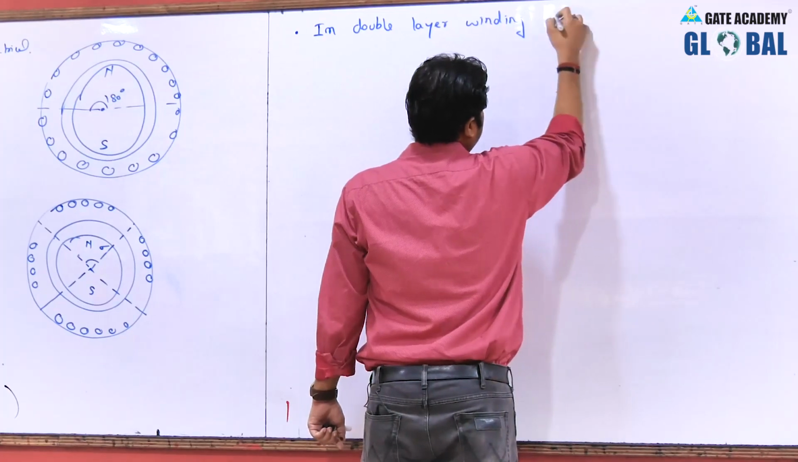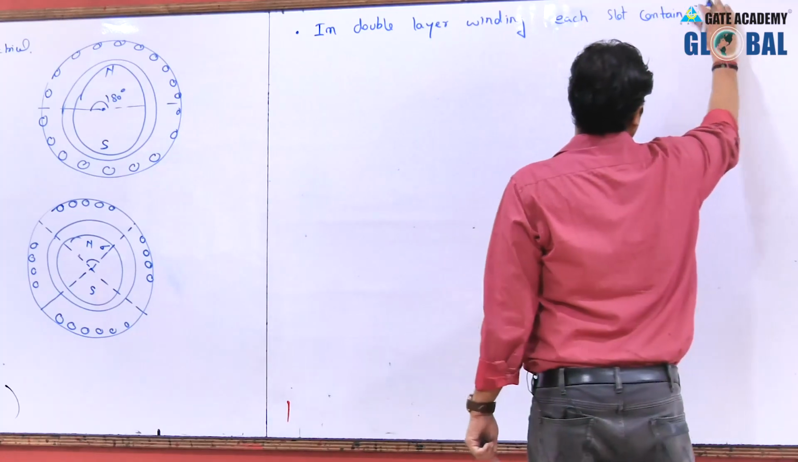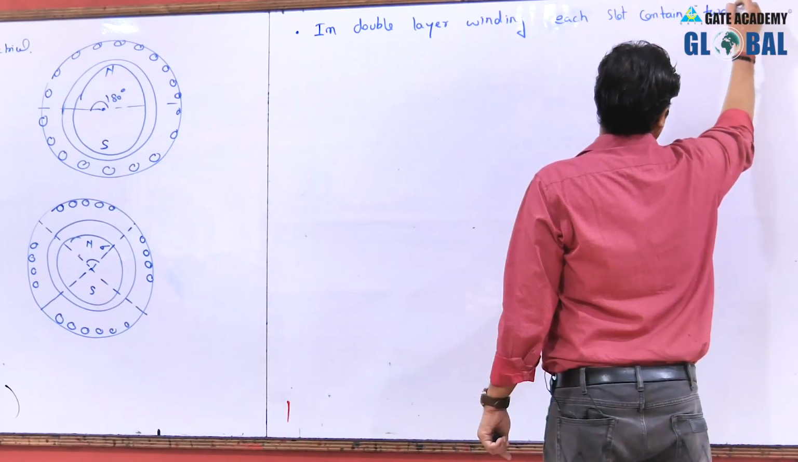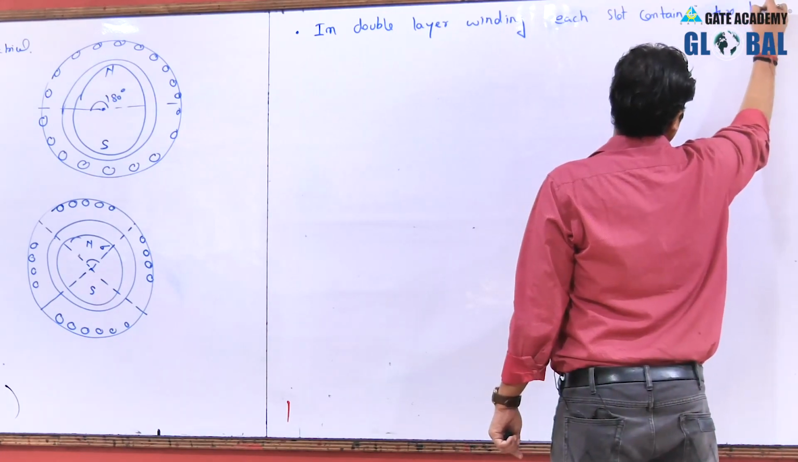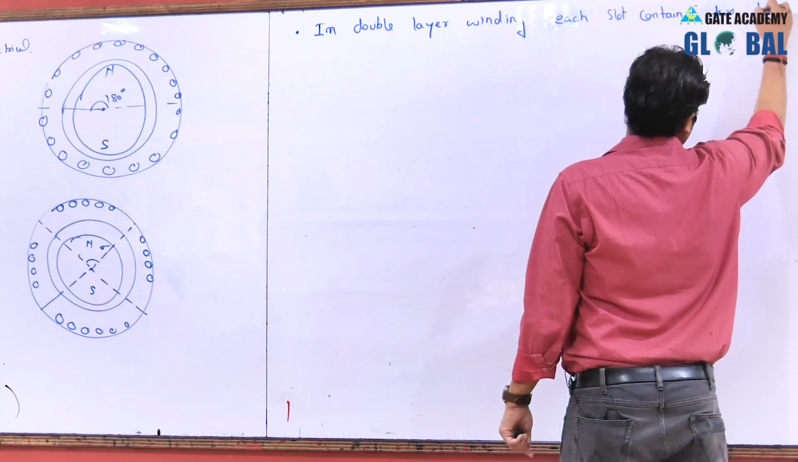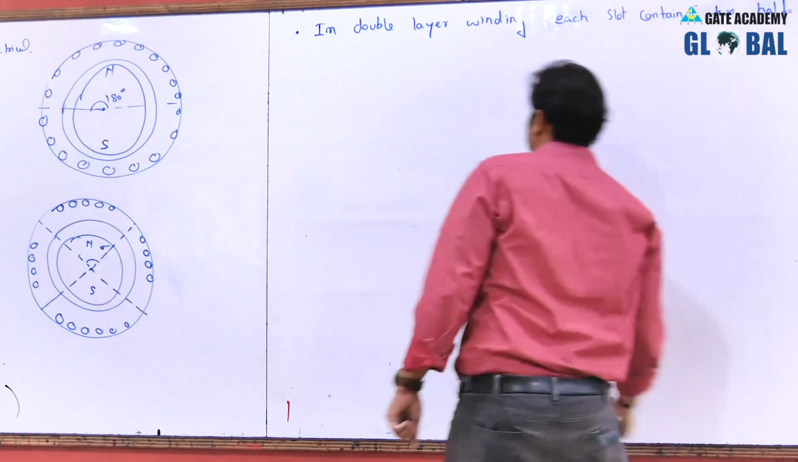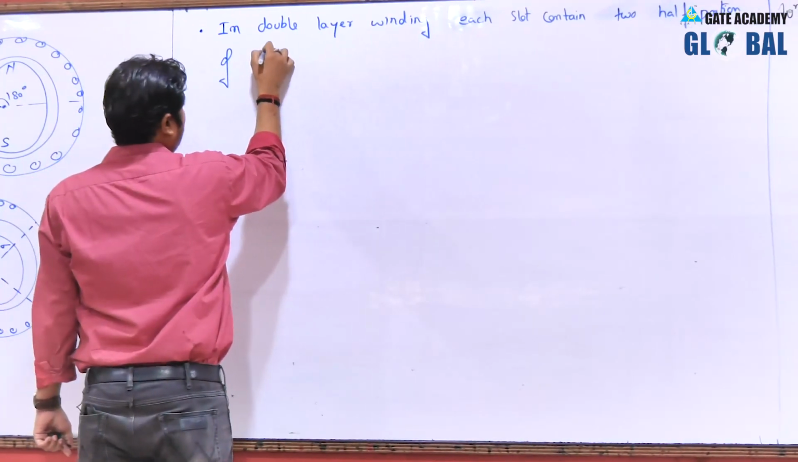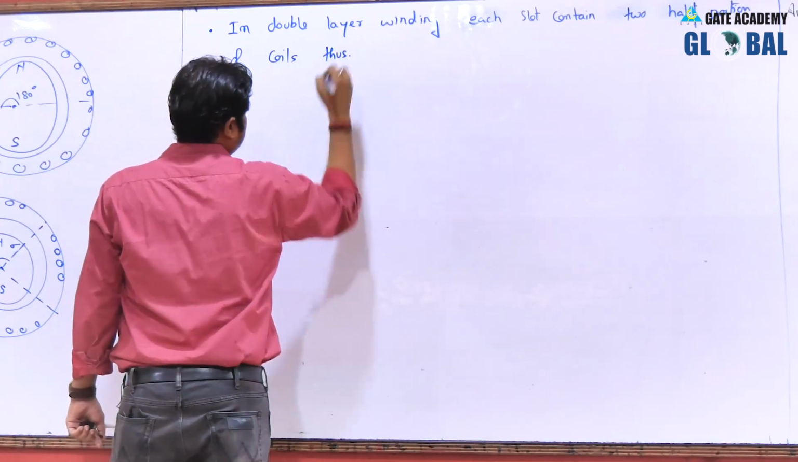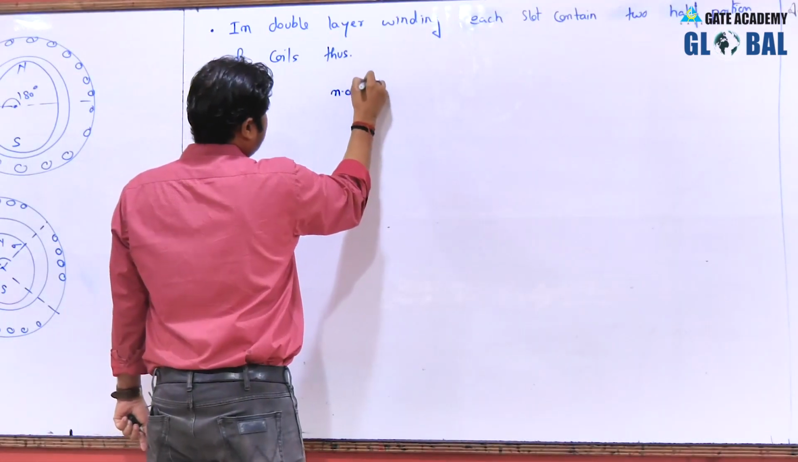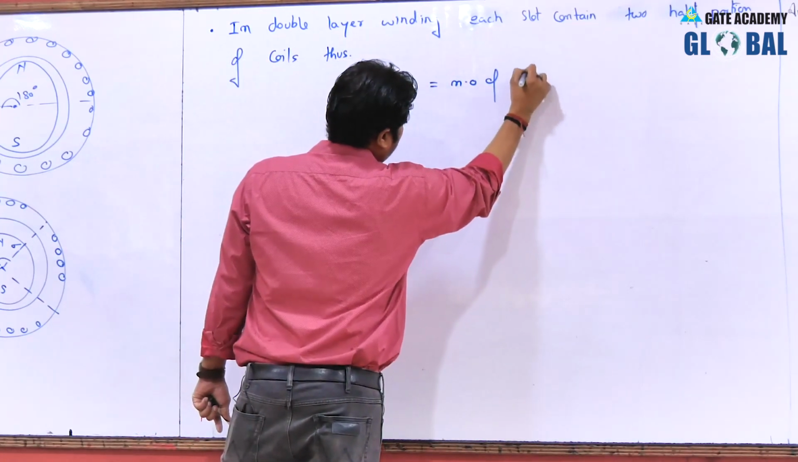In double layer winding, each slot contains two half portions of the coil. Therefore, in a double layer winding, the number of slots is equal to the number of coils.